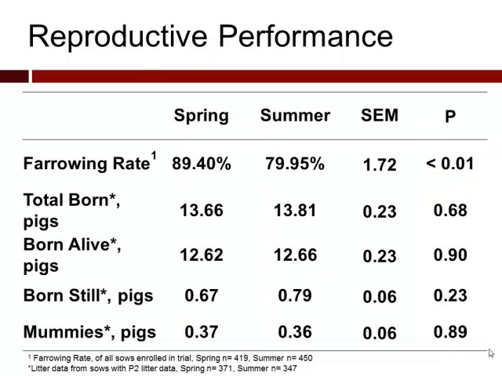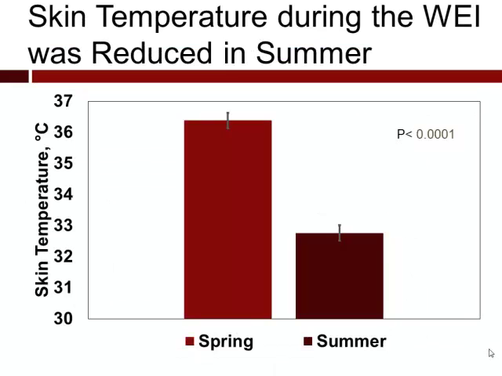Skin temperature, we also recorded that, and similarly, I think as a result of the location of the cool cells and the location of the parity 1 wean sows in relation to the cool cells, we had a lower skin temperature in the summertime when the cool cells are running as opposed to the springtime, and that makes sense too.